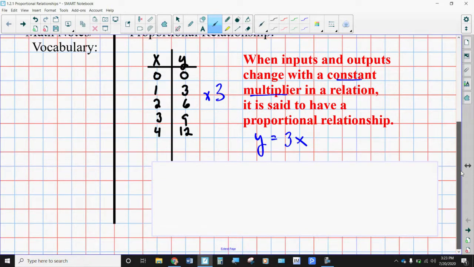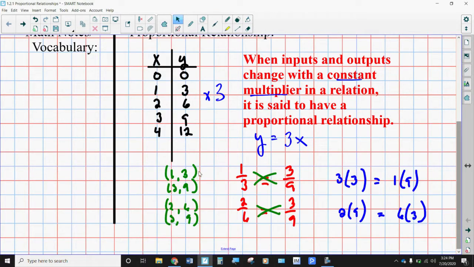Another way to prove, without looking for the constant multiplier, that this particular table includes proportional information is to take any two of those ordered pairs, these are x, y coordinates, and set them up as equivalent ratios. Remember, when we use proportional reasoning, you would get two fractions that were equal to each other. So is 1 over 3 equivalent to 3 over 9? Or you could flip them and say, is 3 over 1 equal to 9 over 3? And they are.